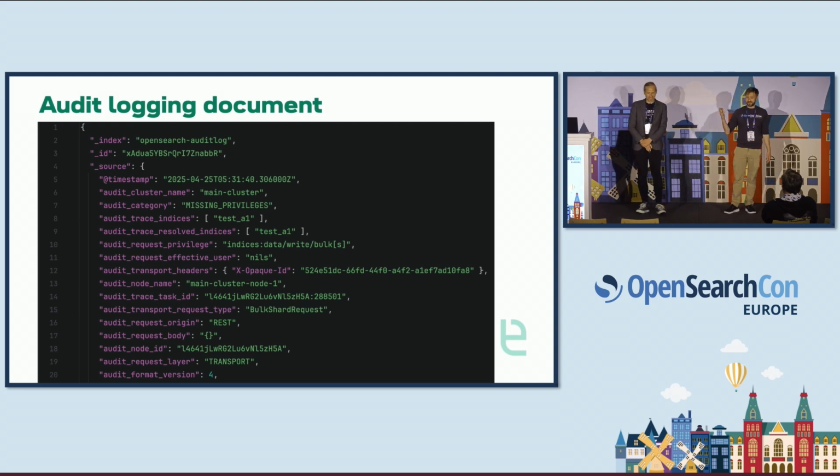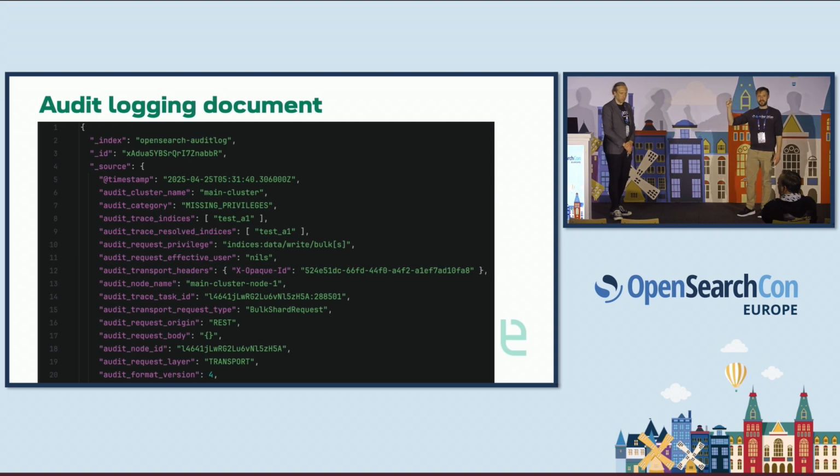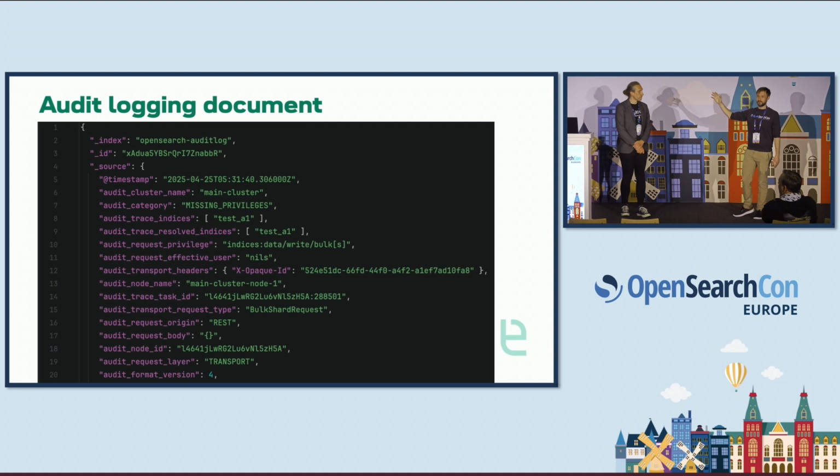So this is another document. Well, this is another category at this point in time, and you'll notice here the category is missing privileges. This event would be triggered when a request is authenticated, but the user fails to have the necessary permissions to perform the requested action. So you'll notice the metadata is a little bit different in this category of information.